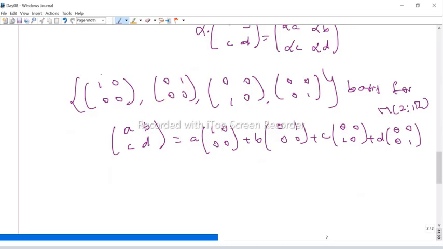Therefore, we call these matrices E11, because usually this is the A11 entry and this is the A12 entry. Here the A11 position is non-zero, so we call this matrix E11. This one is E12, this matrix is E21, and this is E22.